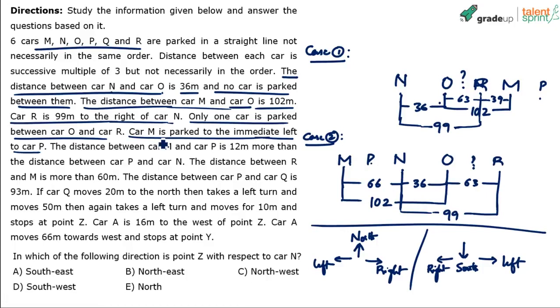You're able to follow. M is immediate left of P, so P is immediate right of M. Now the point is we have got 5 cars: N, O, R, M, P. Right? So obviously this question mark should be Q.